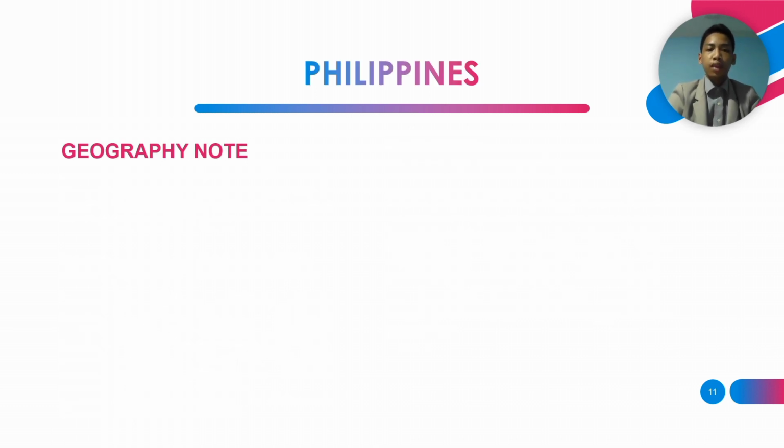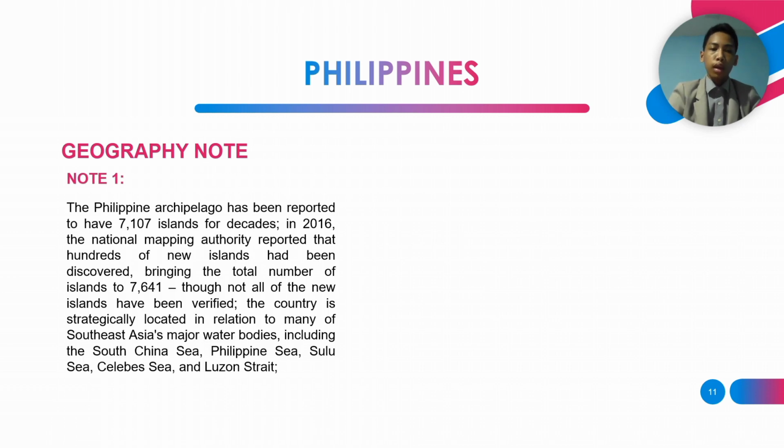Next is the geographic note. Note 1. The Philippine archipelago has been reported to have 7,107 islands for decades. In 2016, the National Mapping Authority reported that hundreds of new islands have been discovered, bringing the total number of islands to 7,641. Though not all of the new islands have been verified, the country is strategically located in relation to many of Southeast Asia's major water bodies, including the South China Sea, Philippine Sea, Sulu Sea, Celebes Sea, and the Luzon Strait.